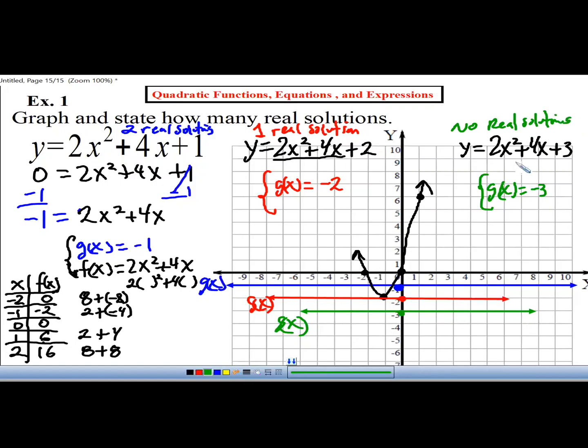Okay, so the question to you is the following. If I was to give you this parabola, and I said this parabola is the first two terms of all of these equations, and then I gave you a different number for the constant, would you be able to tell how many solutions just by looking at it? If yes, how would you determine how many real solutions it has, if any? How would you determine that, Mia? What do you think?